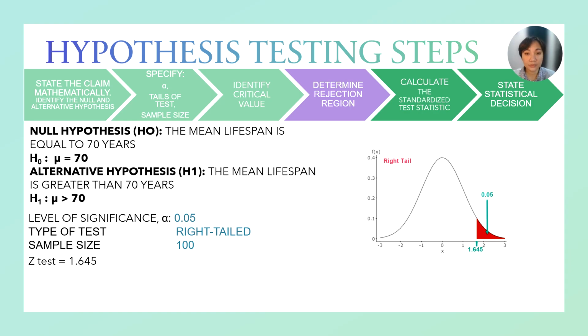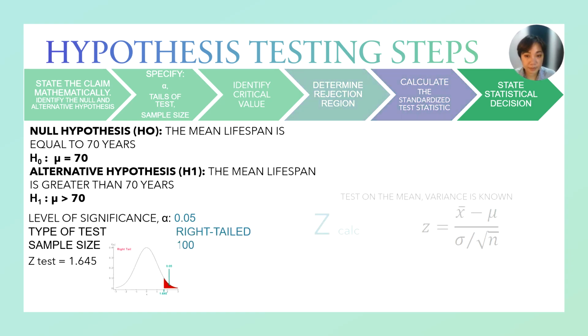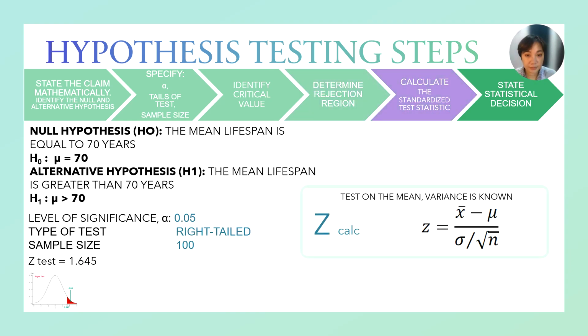Next step is to determine the rejection region. So the rejection region is right at the right part of the distribution. The area under the curve will be 0.05, that is our alpha, and then the z-score of that is 1.645. And then we're going to calculate the standardized test statistic. Since we are going to use the z-test on the mean, we're going to use the formula for the z-test on the mean.